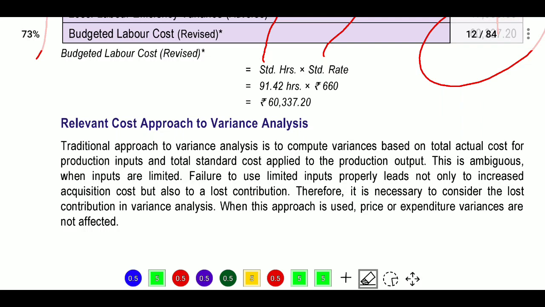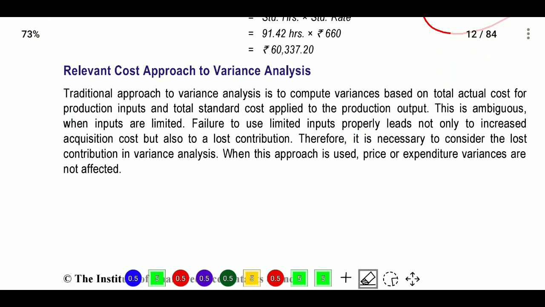Hello, welcome to all. In continuation with the last class, we are discussing standard costing up to the learning curve effect. We have completed learning curve variance. Now we will see the relevant cost approach to variance analysis.